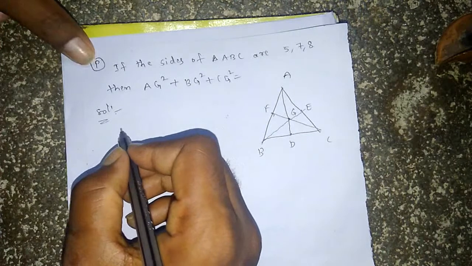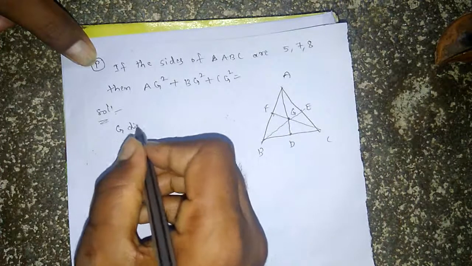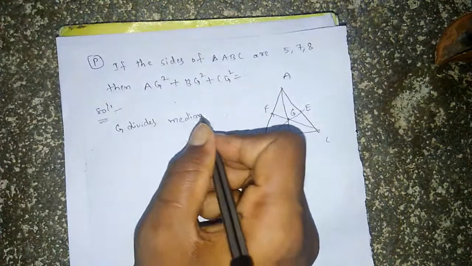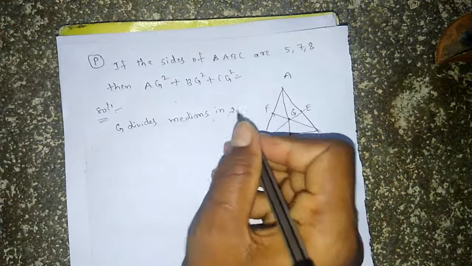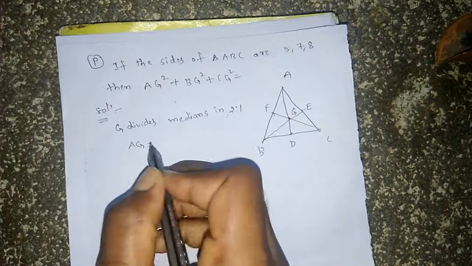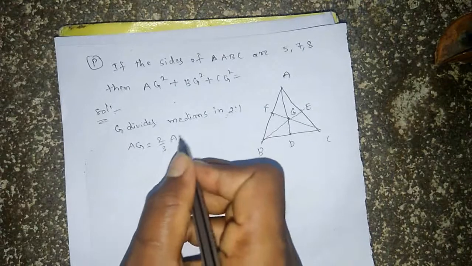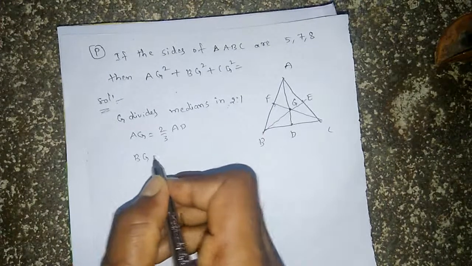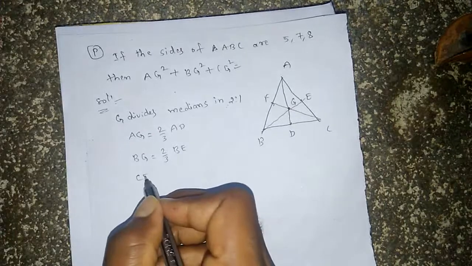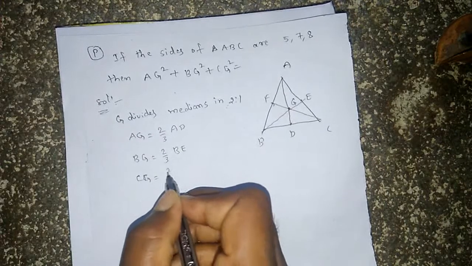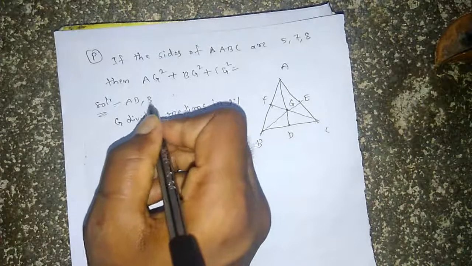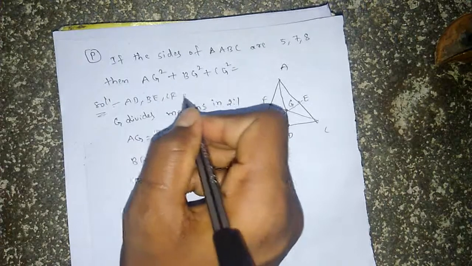Here G divides the medians in the ratio 2:1. Therefore AG is equal to 2 by 3 AD. Similarly BG is equal to 2 by 3 BE. CG is equal to 2 by 3 CF, where AD, BE, CF are medians.